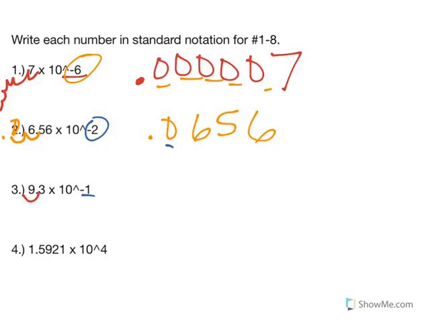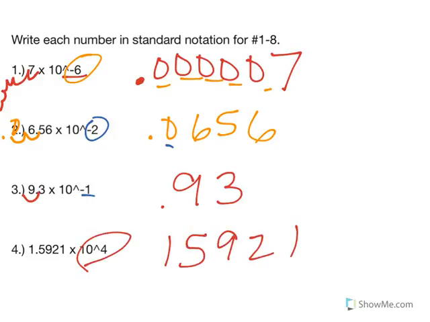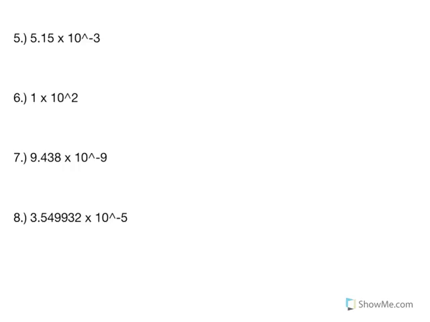We just move it 1 place to the left, and we've got 0.93. You'll notice in number 4, our exponent is positive. That means we are going to have a big number. So we move it to the right, 15,921. Number 5, we're moving it to the left 3 places because it's negative. So I will have 2 zeros, and then the number. Positive, moving it right, 2 places.